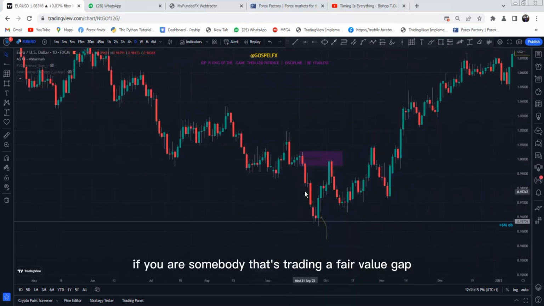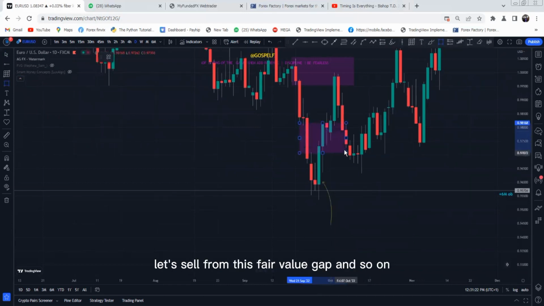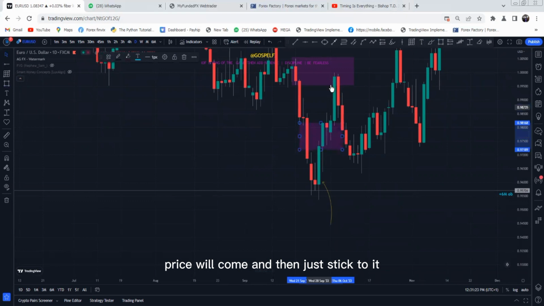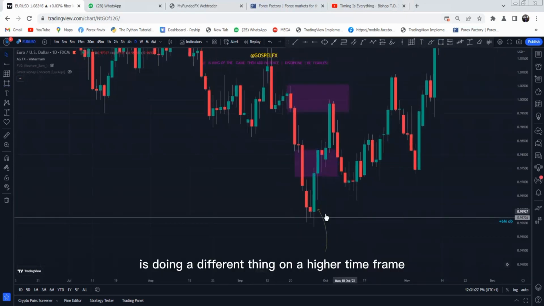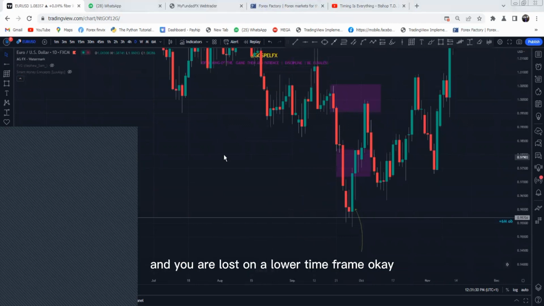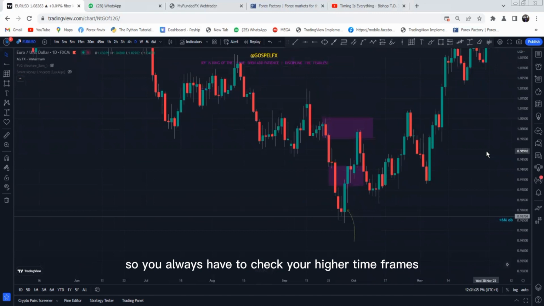Okay, and then you shouldn't be expecting fair value gaps or other blocks from higher time frames to keep on holding, right? If you are somebody that's trading a fair value gap, some people now will be like, all right, let's sell from this fair value gap and so on. Price will come and just take it out. This is because price is doing a different thing on a higher time frame and you are lost on a lower time frame. So you always have to check your higher time frames to see what price is doing.